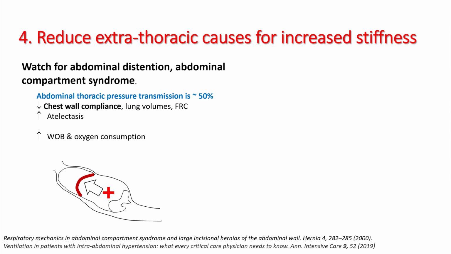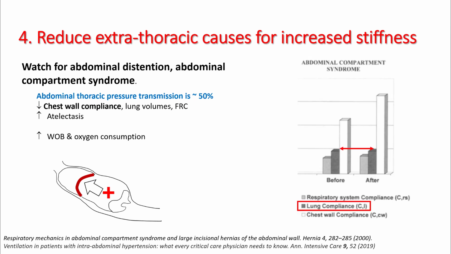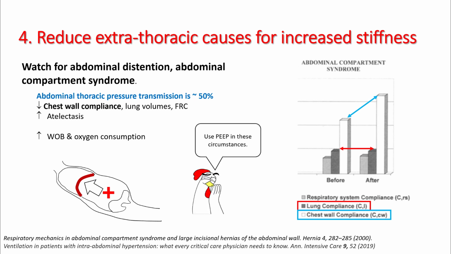Always monitor for extra-thoracic causes for increased stiffness, especially look for abdominal distension and abdominal compartment syndrome. Abdominal-thoracic pressure transmission is about 50%, and increased abdominal pressure can push on the diaphragm and can decrease the chest wall compliance, lung volumes and functional residual capacity, and can cause increased atelectasis. Increased abdominal pressure does not affect the lung compliance, but what it does is decrease the chest wall compliance. Apart from treating abdominal compartment syndrome, if your patient is hypoxemic, you can use PEEP successfully to overcome the chest wall compliance and improve atelectasis.